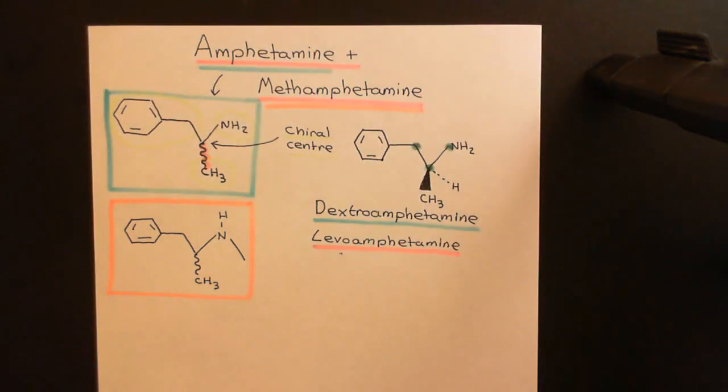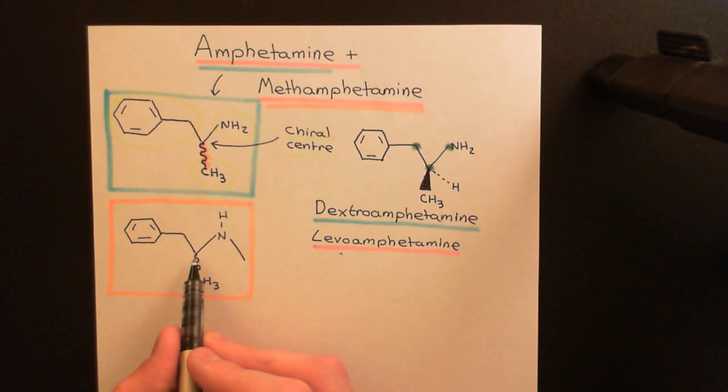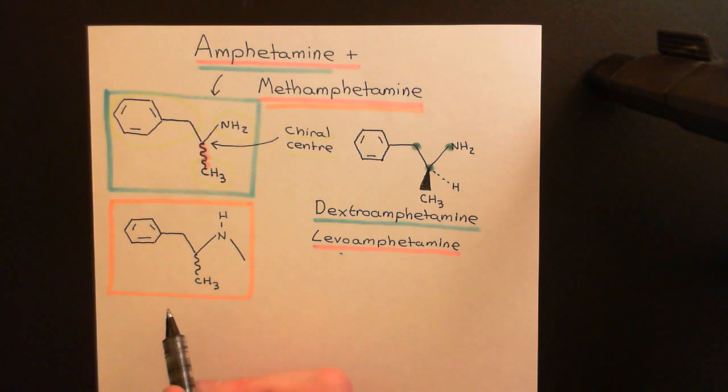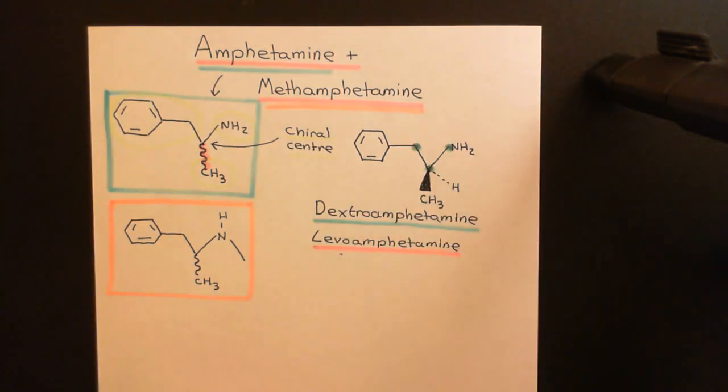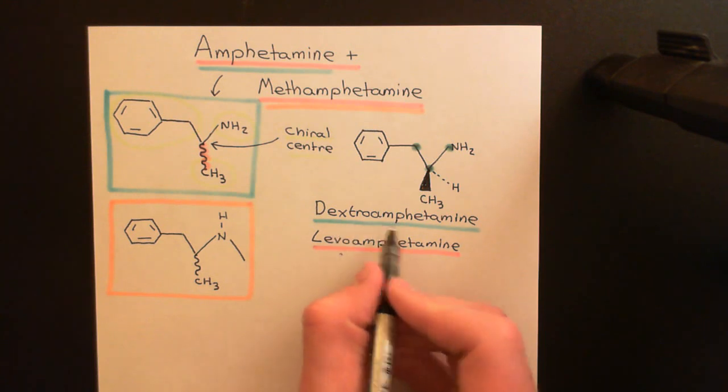As I say, there are 2 optical isomers of methamphetamine, just like there are 2 optical isomers of amphetamine. Either this methyl group here can come out of the page towards us, and the hydrogen can go into the page away from us. That optical isomer, just like this picture here, but with the methyl group coming off the amino group now, is called dextromethamphetamine, or D-methamphetamine.